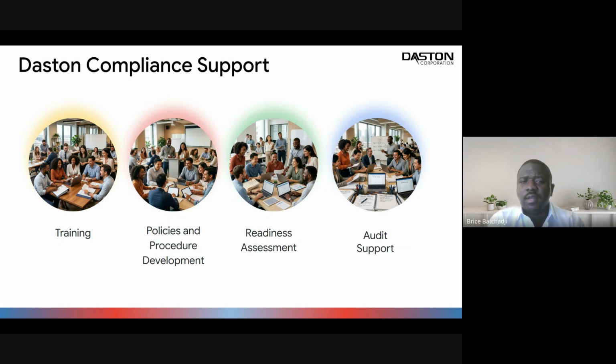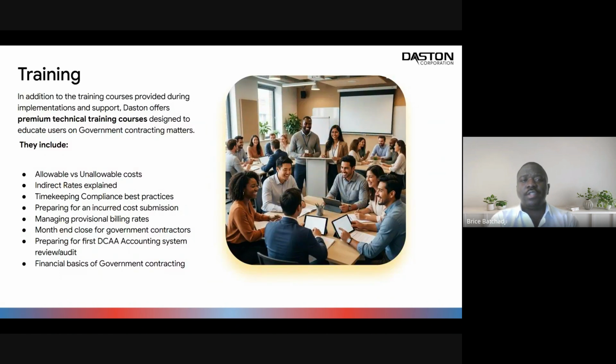Number one is training. Number two is really just documentation, supporting you with policies and procedures. Number three is readiness assessments. This is basically, if you get a notification, or if we know that you're going to be up for an audit, and there are several ways to know if you're going to be up for an audit or not, there are several things, which we'll talk about in a subsequent slide, that we can provide assistance with. And then finally, we'll discuss some of the actual audit support that we can provide when you're going through an audit.